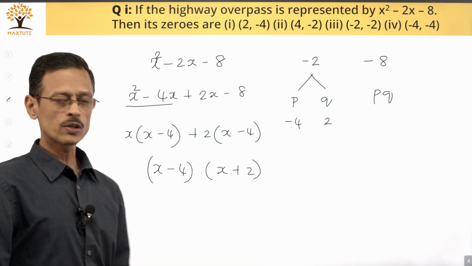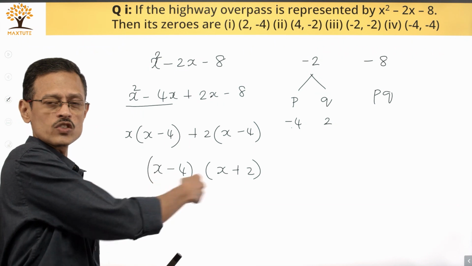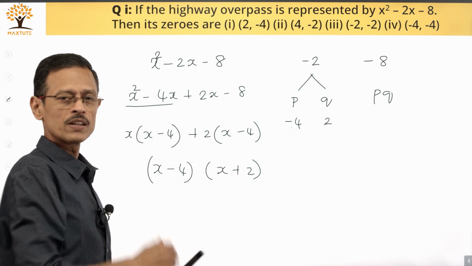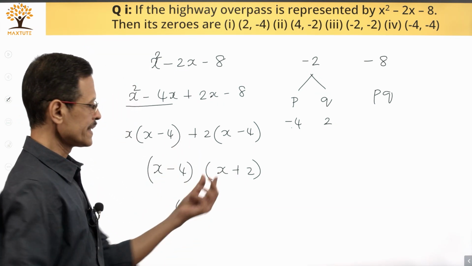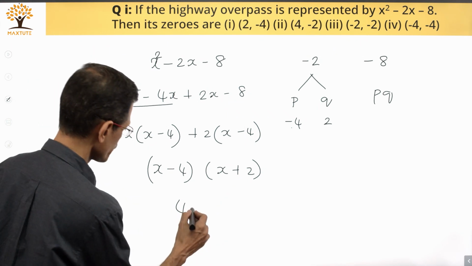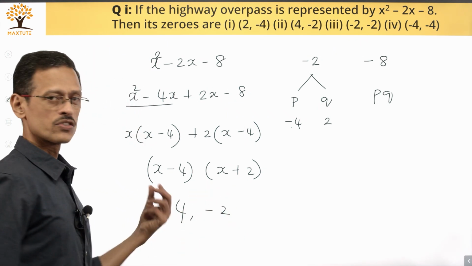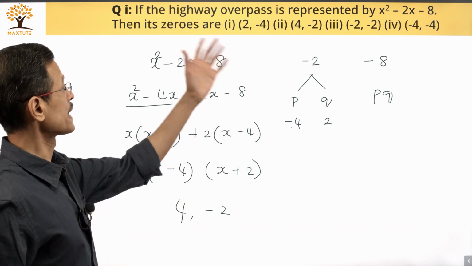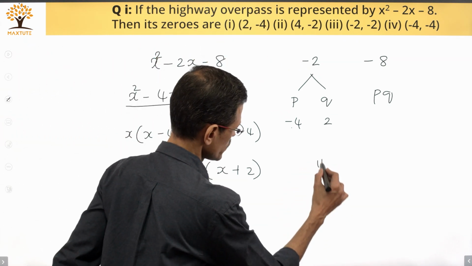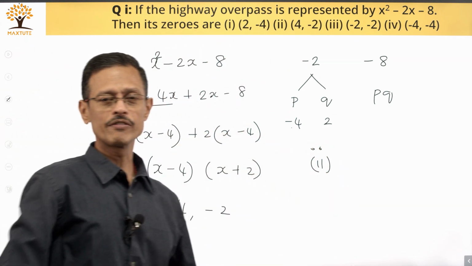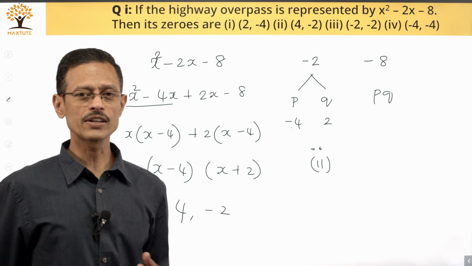So, how do we find the zeros? It's factorized this way. Equate x minus 4 to 0. So, one of the zeros becomes 4. Equate x plus 2 to 0. The other zero is equal to minus 2. So, the zeros of this polynomial are 4 and minus 2. Option 2 is the correct answer to this question. A very straightforward way to get to the answer. It should take us about a minute.